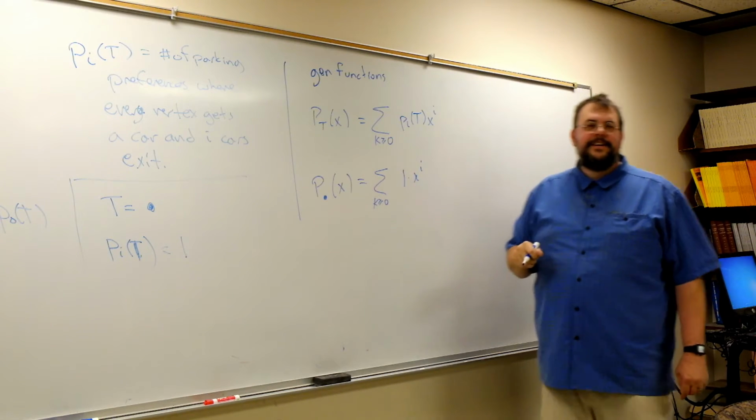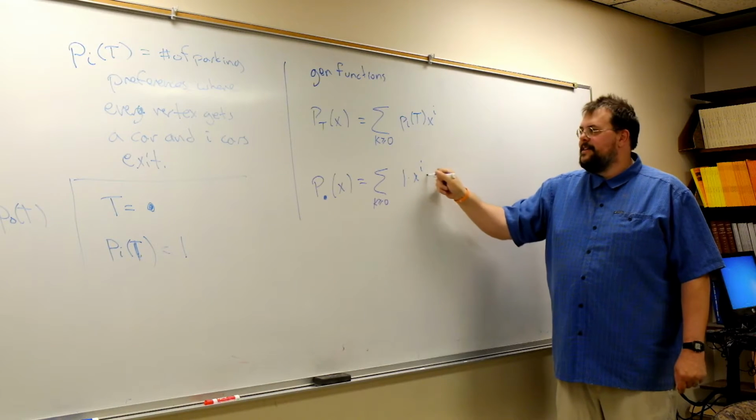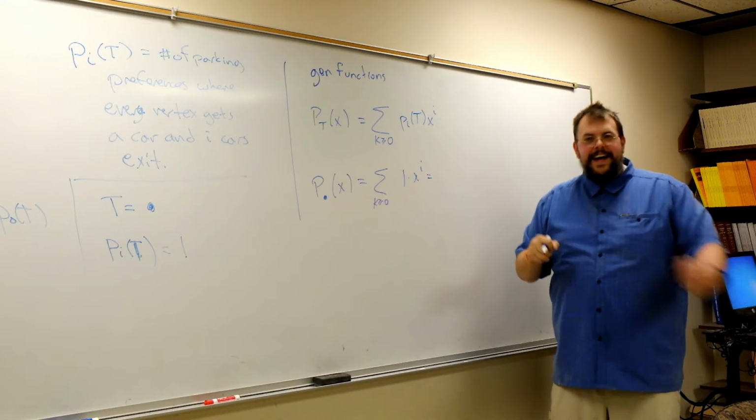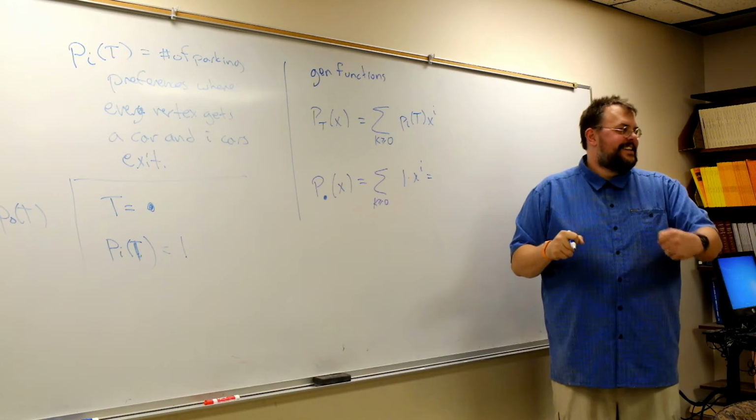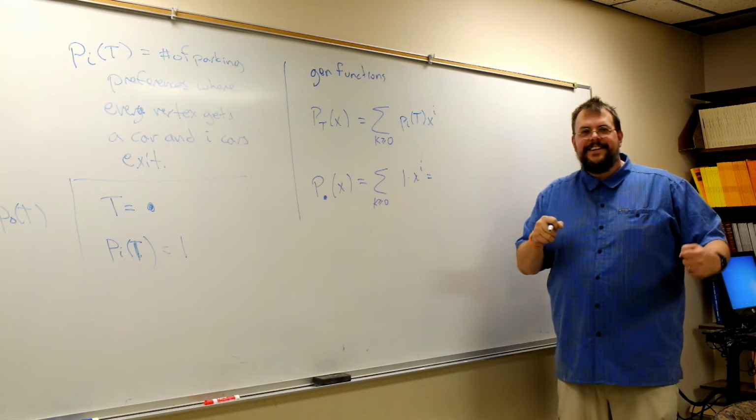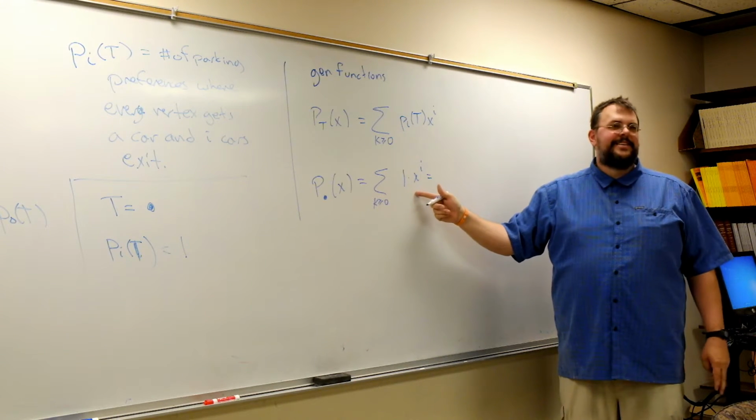Now this happens to be a function which we know. This is 1 over 1 minus x. Yeah, it's the geometric sum.